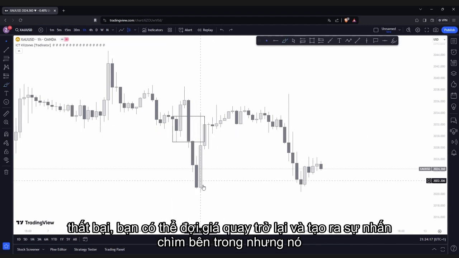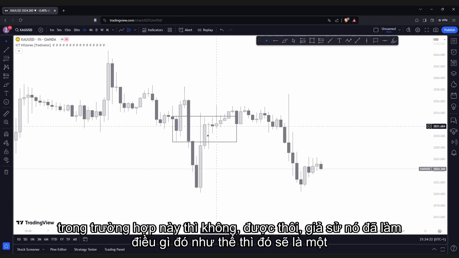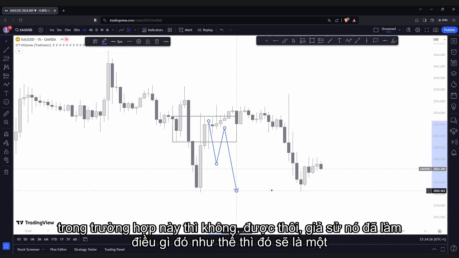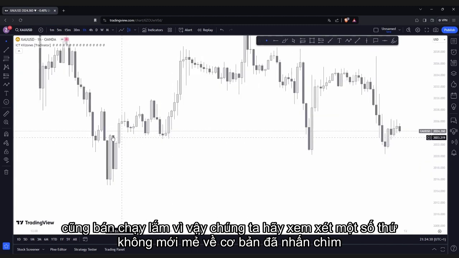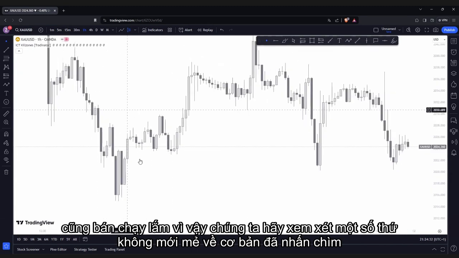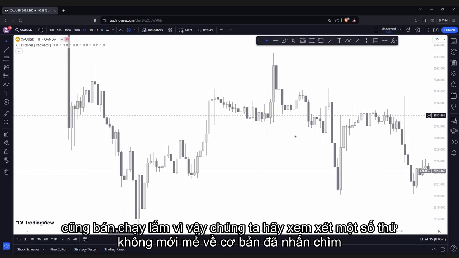So here, once it failed, you can wait for price to pull back and create an engulf inside, but it did not in this case. Okay, let's say it did something like that. That would be a good sell as well. So let's take a look at some unfresh engulfs.